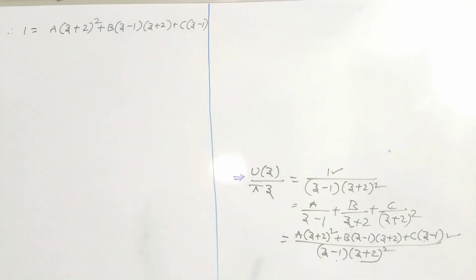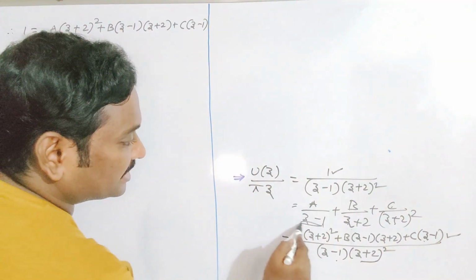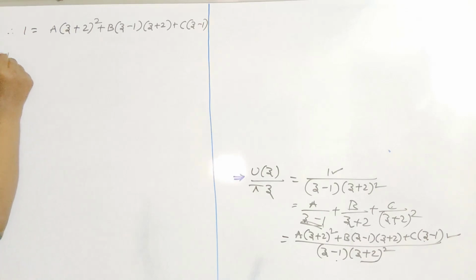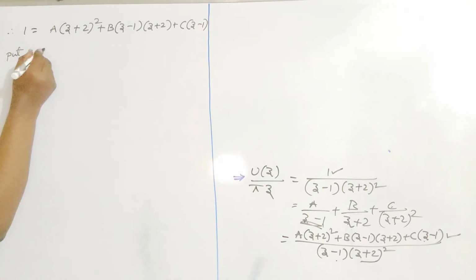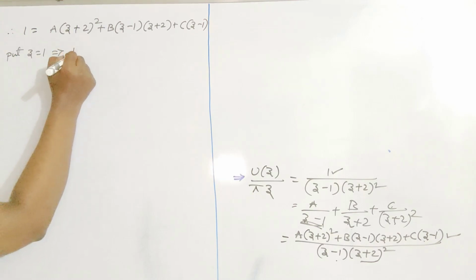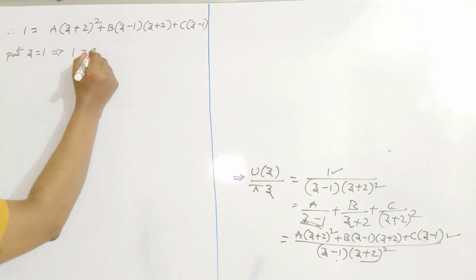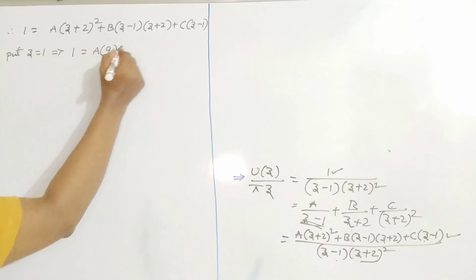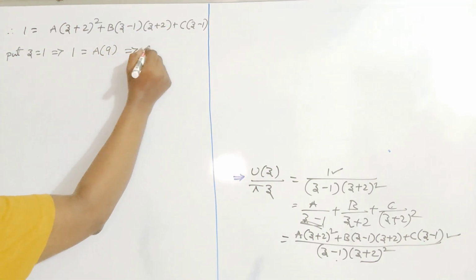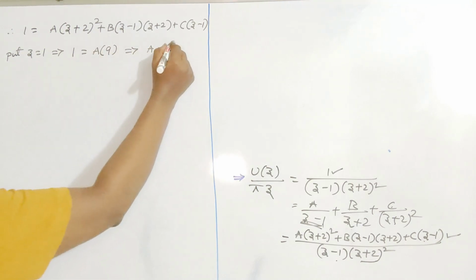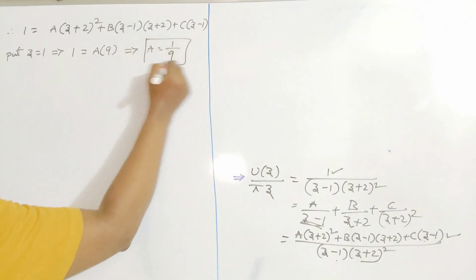So for A value, look at the denominator of A. It is Z minus 1. It is the factor. Its root is plus 1. We have to put Z is equal to 1 on both sides. Since in the left hand side we have only constant, so you should write that constant. A into 1 plus 2 whole square, it would be 9. Remaining 2 terms become 0. So A is equal to, this 9 goes to the denominator of the left hand side, A is 1 by 9.